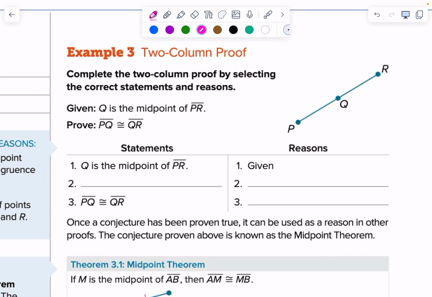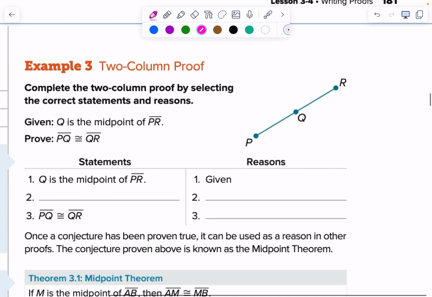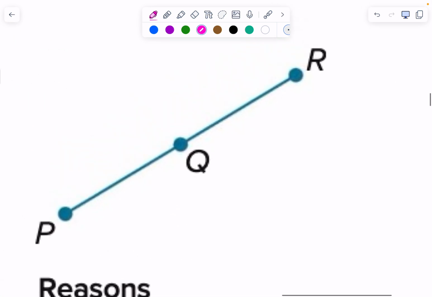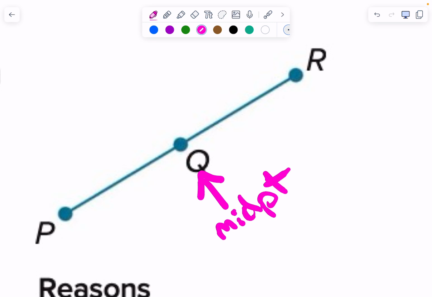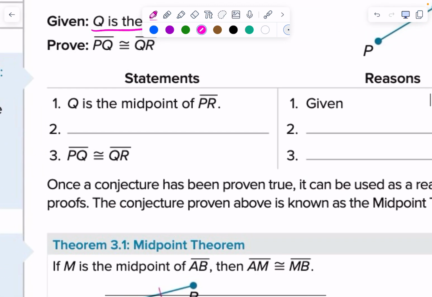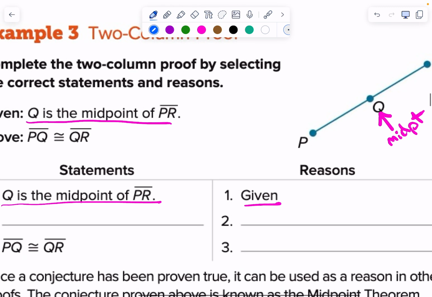Ready? This is saying that what we're given is that Q is the midpoint of PR, right? This guy is the midpoint, right? Agreed? That's what's given to me, right? That's the first step of my proof: Q is the midpoint, and it's given. That's what they write down first. We have to start somewhere, all right? Now, what they're saying is we are trying to prove this.